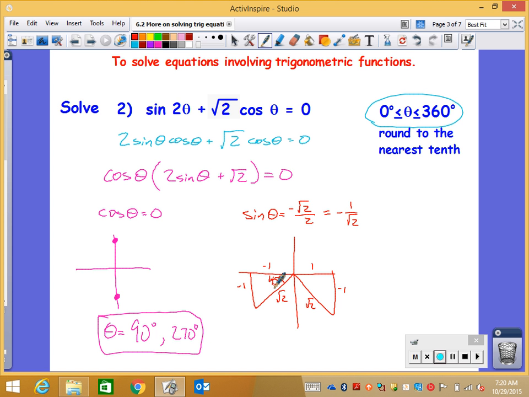So that first one in quadrant 3 is 45 degrees past 180, so I get x is equal to 225. And my second triangle is 45 degrees short of 360, or 315 degrees. So again, I get two answers per side, so I get four answers total. 90, 270, 225, and 315.